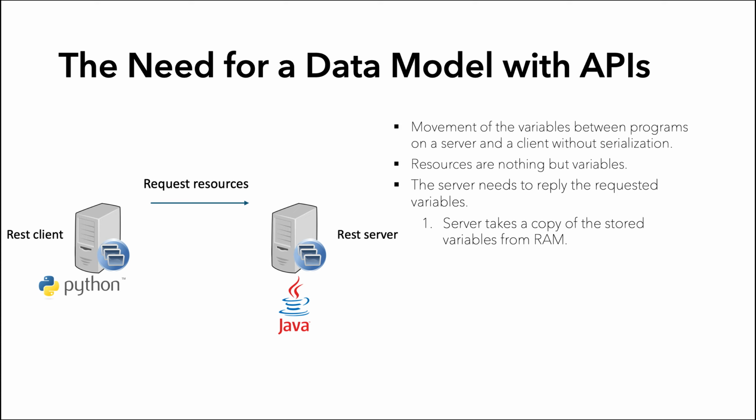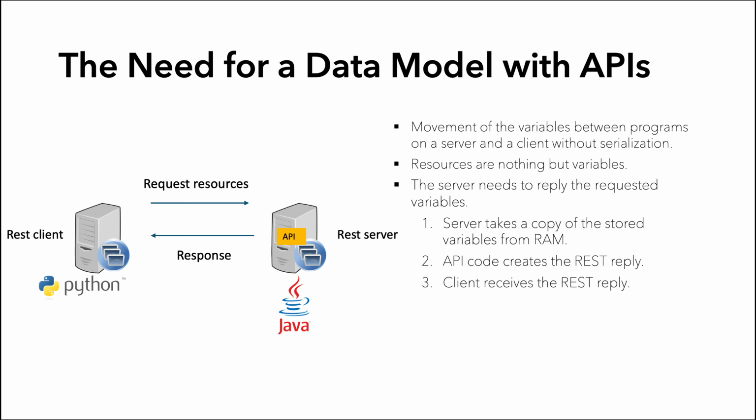The first step is that the REST server takes a copy of the stored variables from the RAM in response to the REST request. The REST API code creates the REST reply and sends the exact replica of the variables available in the server RAM over the network. The REST client receives the reply message and stores the exact same bits and bytes into the RAM.